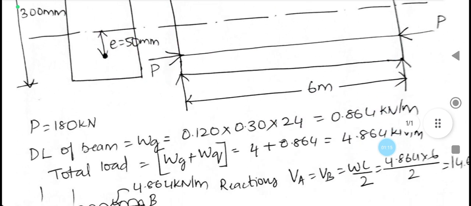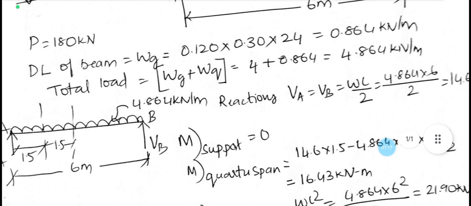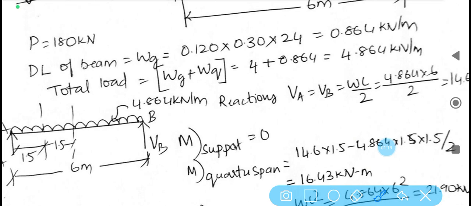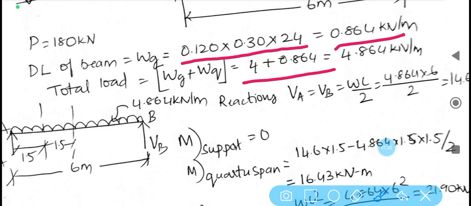Next. So after drawing the sketch, we need to carefully compute what is the dead load, that is self-weight. Area into density, 120 by 300 mm into 24. We get it as 0.864 and finally add up both the loads, dead load as well as live load. We get it as 4.864. So for this total load, we need to compute the moment at the support, quarter span as well as the central span as per the statement of the problem.